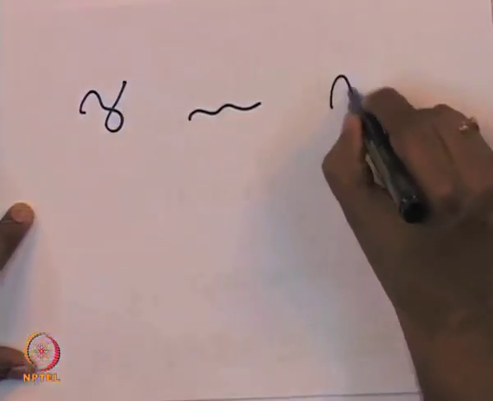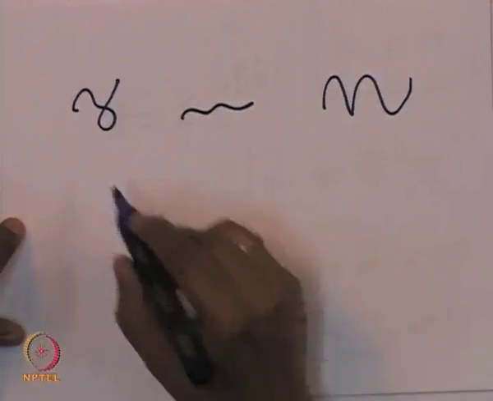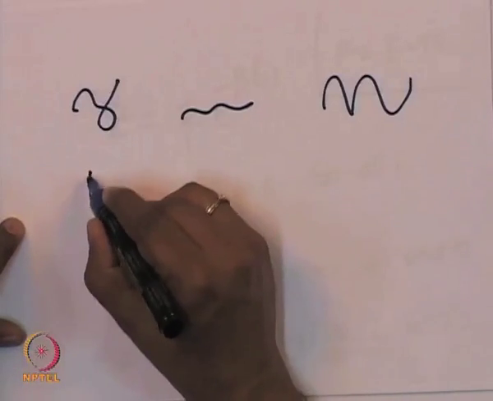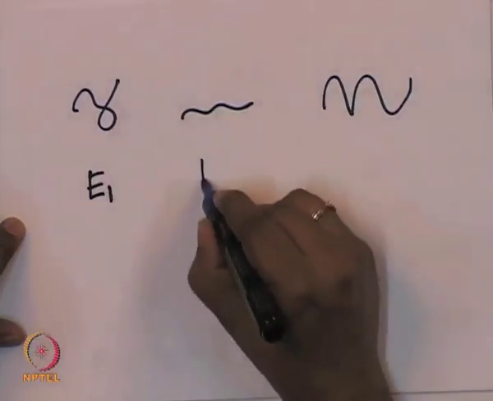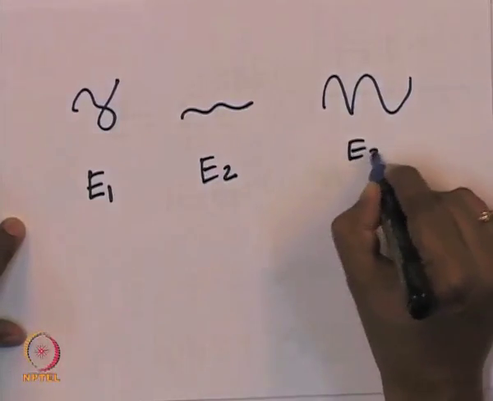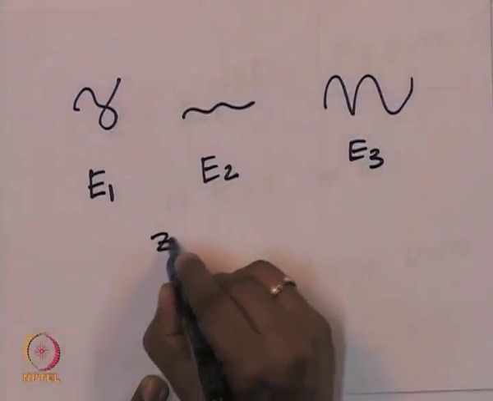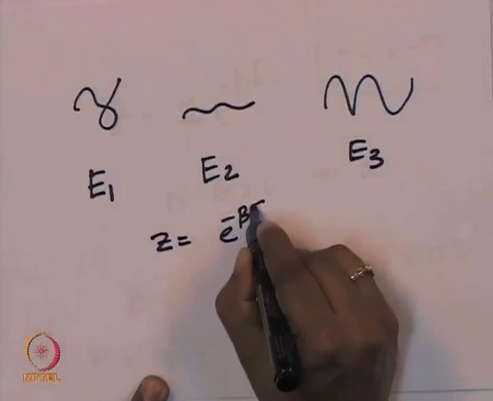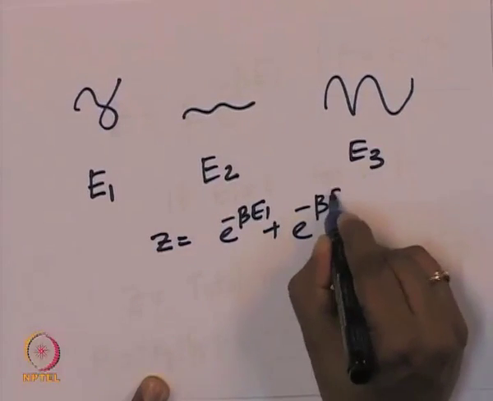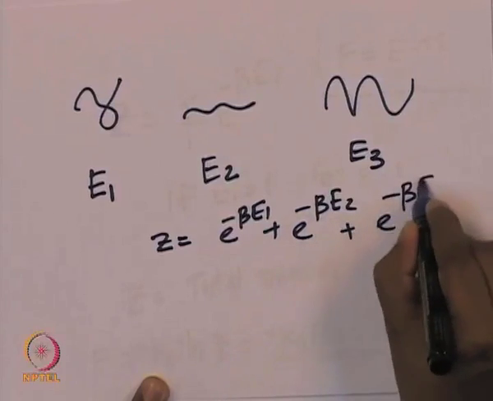Now we have to ask the question: how do we know the probability of finding a system in a particular state, let us say state 1, state 2 or state 3? We talked about certain proteins. Imagine the protein has 3 conformations, conformation 1, conformation 2, conformation 3, with energies E1, E2 and E3. And we said how to calculate z, which is e power minus beta E1 plus e power minus beta E2 plus e power minus beta E3.